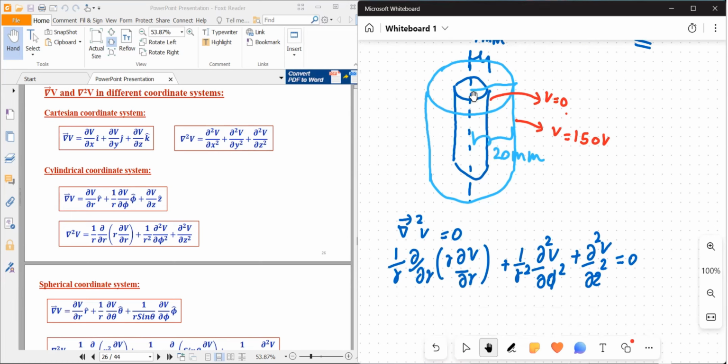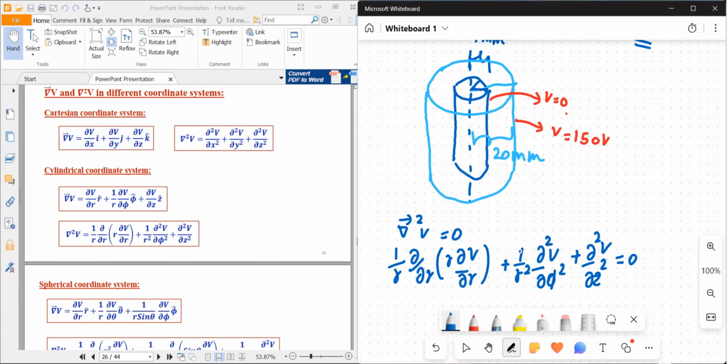Or when we consider different angles, so if I consider potential here and if I consider another angle here, then when we change the angle, will the potential change? Will the potential change with Z? Will the potential change with psi? It's not going to change, right? Only the potential is going to vary with the radius of the cylinder.